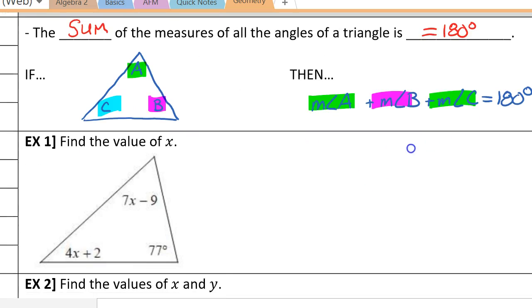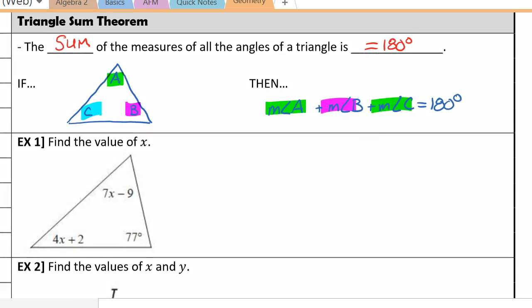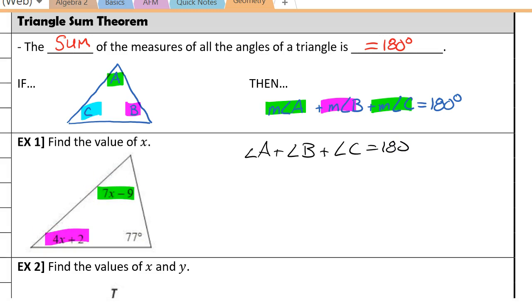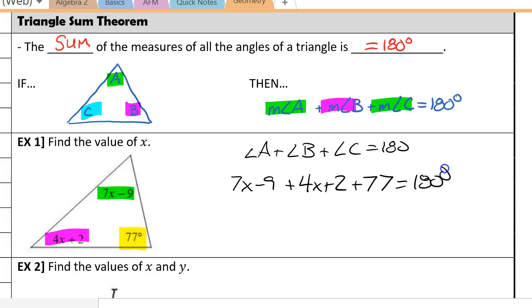Let's take a look at this as an example. Find the value of x. I'm not given labeled angles such as A, B, and C. However, I'm given what the angles are equal to. So very generically, I know that angle A plus angle B plus angle C is equal to 180 degrees. I'm going to let this be angle A, this be angle B, and this be angle C. Writing that in, we have 7x minus 9 plus 4x plus 2 plus 77 equals 180 degrees.